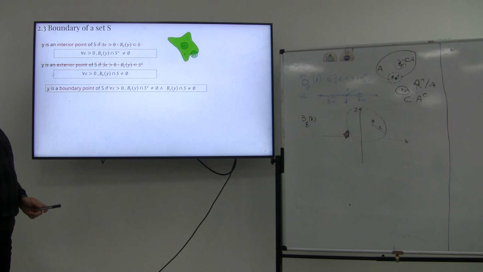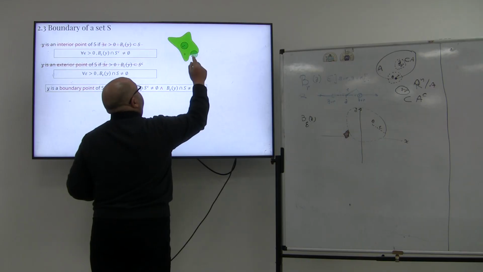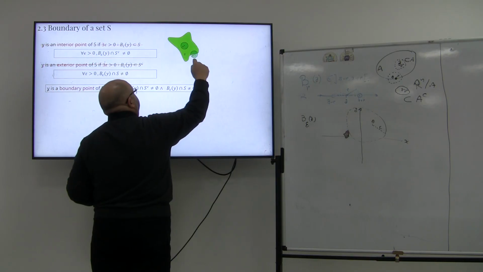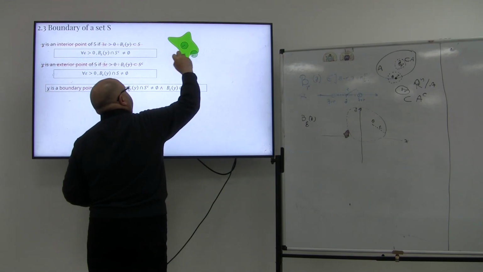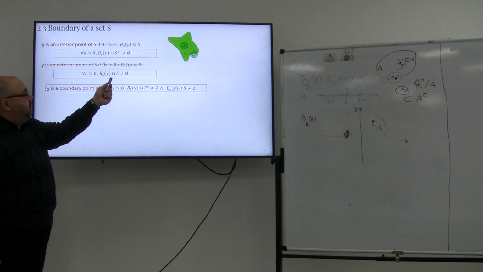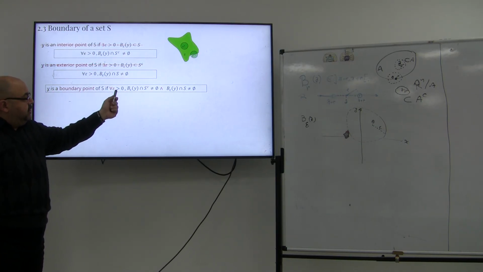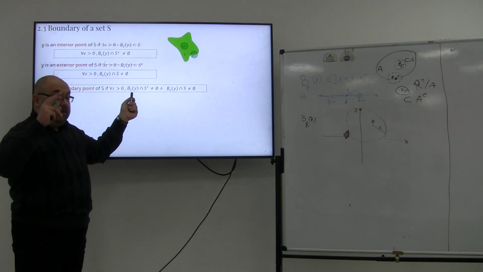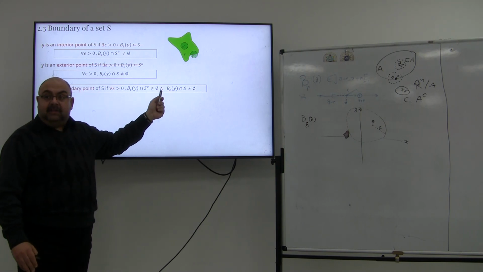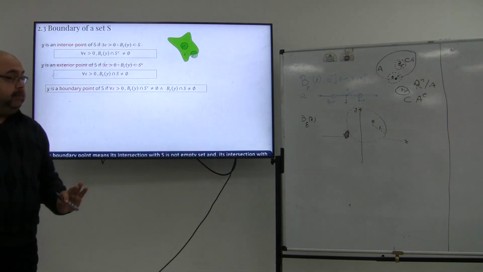What are the points at the boundary? Points at the boundary are those points where the intersection of the open ball at Y with S is not phi, and the intersection with the whole universe except A, or this complementary, is also not equal to phi. Y is a boundary point of S if for every epsilon greater than 0, the open ball around the boundary point intersected with the complementary of your set is not phi, and at the same time the intersection with S is not phi also. That's the definition of a boundary point.